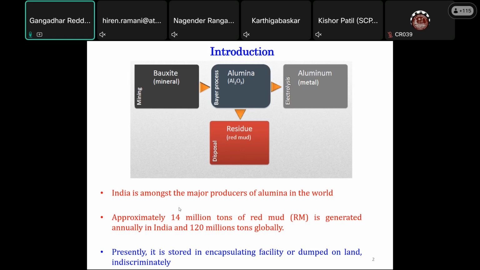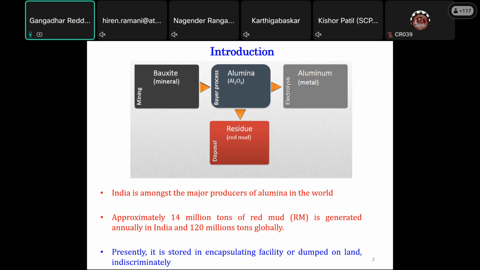India is one of the largest alumina producers after China. As a growing nation, we need more alumina as well. This is a continuous process, and the generation of red mud is inevitable unless you don't have bauxite in India. As long as there is bauxite mineral, obviously there will be red mud. So we need to work out how we can utilize this material.